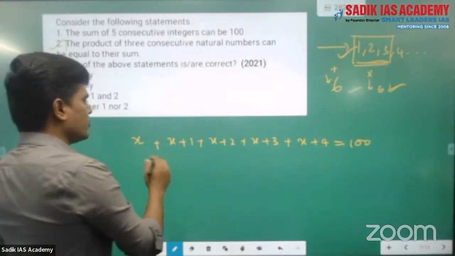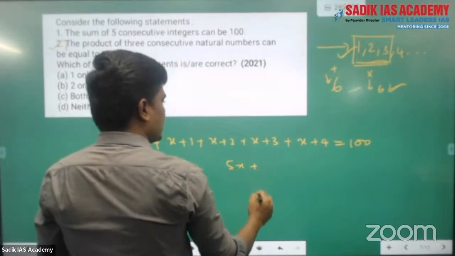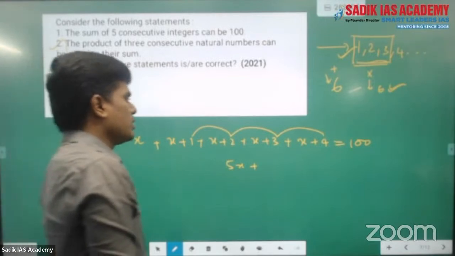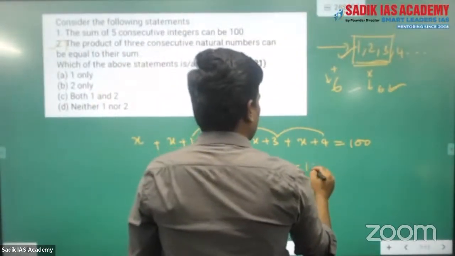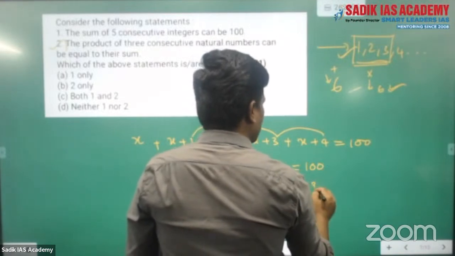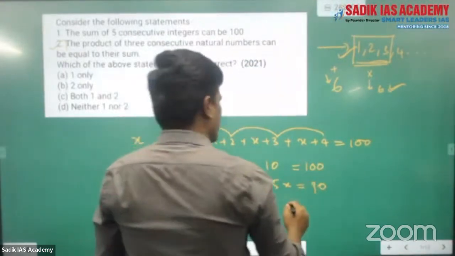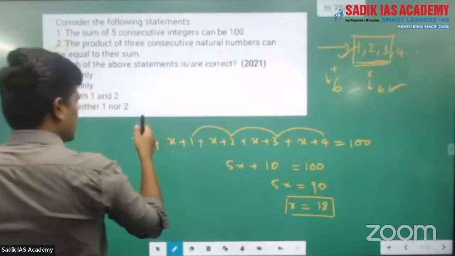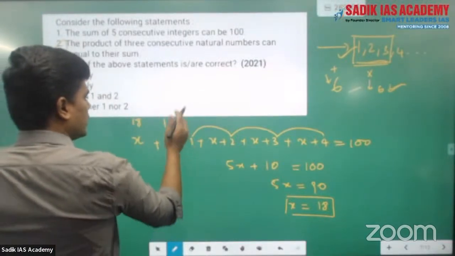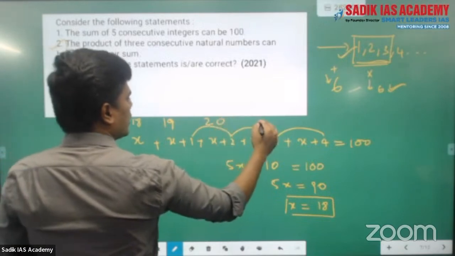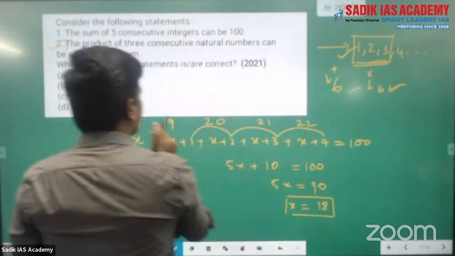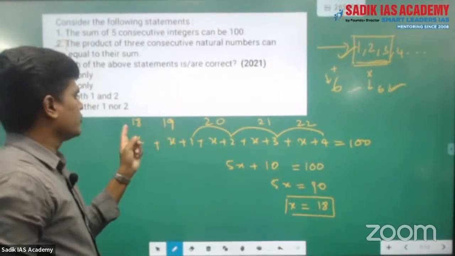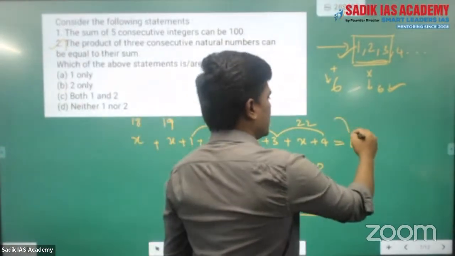Try to find x. So 5x is there. Therefore 5x plus, if you add the numbers, 4 plus 3 plus 2 plus 1, it is 10. This is equal to 100. So 5x is equal to 90, since 100 minus 10 is 90. Therefore x is equal to 18. If x is 18, what are the 5 numbers we have? It is going to be 18, 19, 20, 21, 22. These are the 5 consecutive integers. If I add them, I'll get 100.